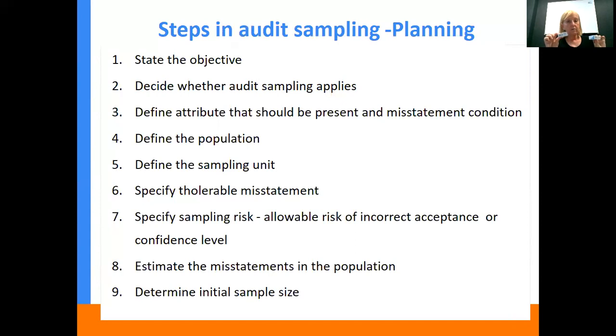I need to specify, oh, hang on, I did my misstatement condition. Go back to point 3. Define the attribute that should be present and the misstatement condition. So what's the attribute? The number of clips. That's what I'm interested in. The number of clips in each box. The misstatement condition? Like the box is in a good condition? No, not interested in that. It's that there aren't 100. Okay, if there were more than 100, would I be worried? Yep.